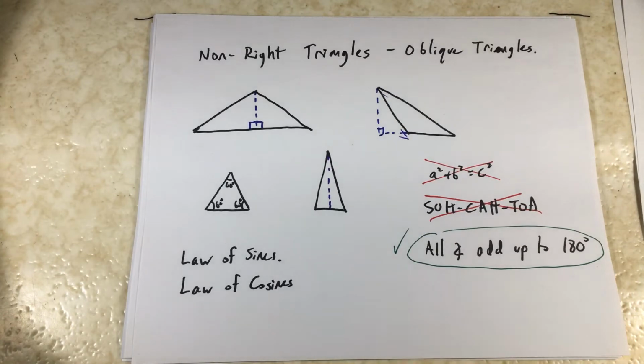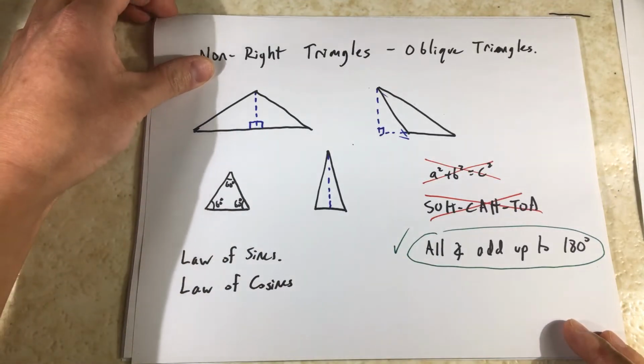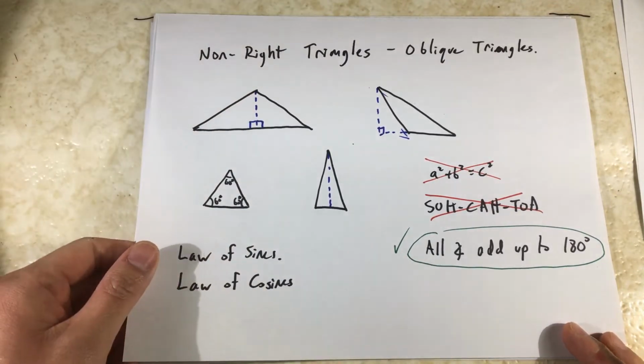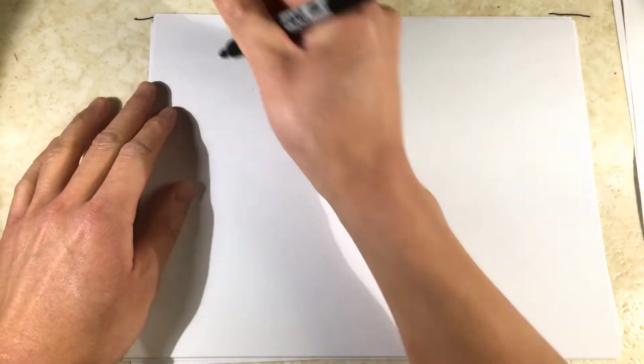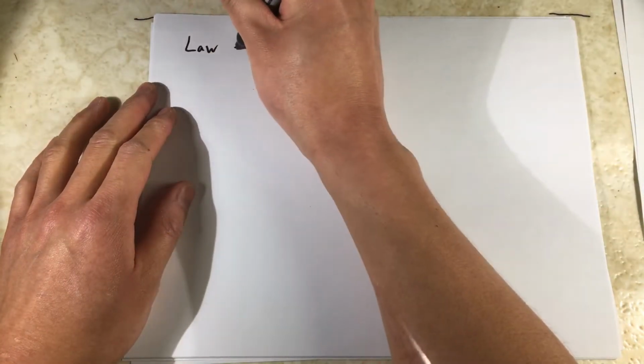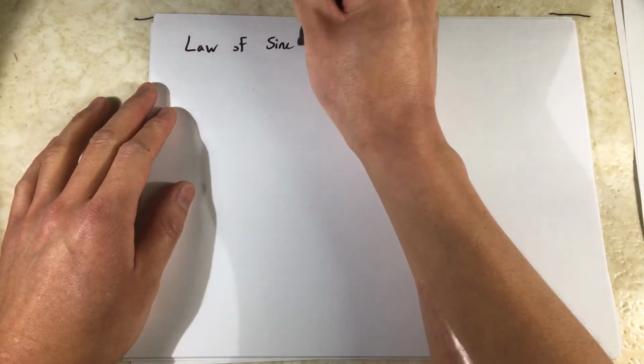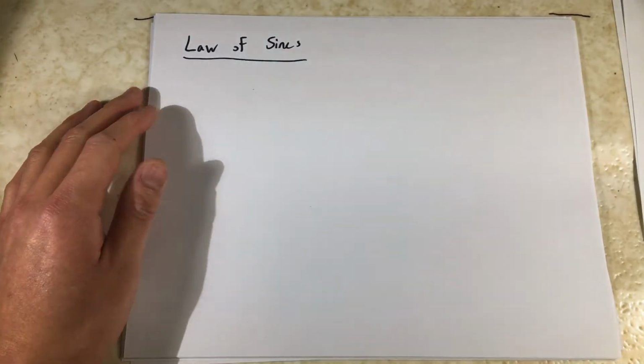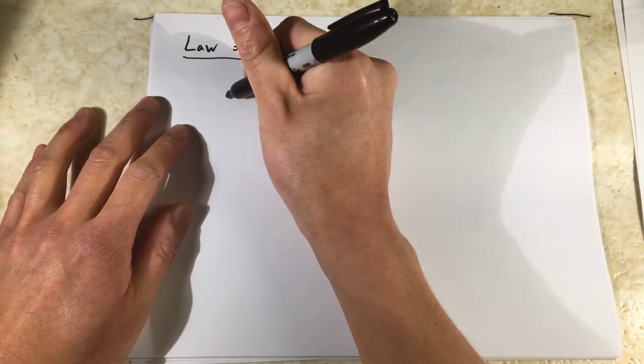If you really love right triangles, you can turn these oblique triangles into right triangles and then use SOHCAHTOA and the Pythagorean theorem. But sometimes it's nice to have a specialized tool for a specialized job. And that's basically what the law of sines and the law of cosines are meant to do. So let's look at the law of sines first. So we have a triangle.